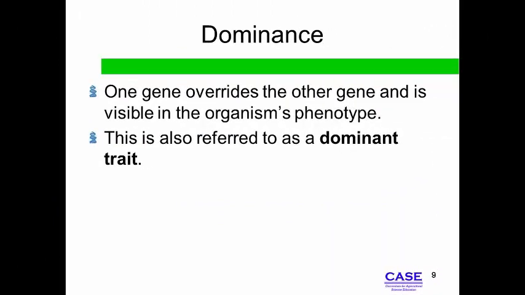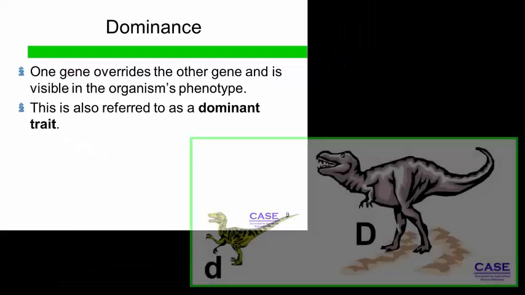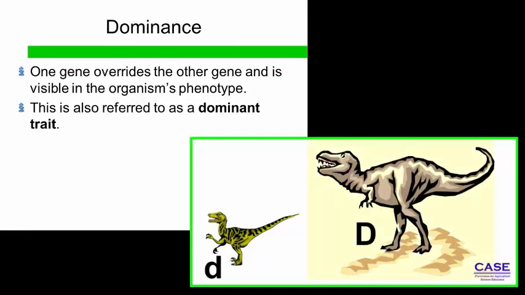When one gene overpowers another, it is said to be a dominant gene. According to Mendel's law of dominance, a dominant trait will be expressed in the phenotype of the organism, and a recessive trait will be silenced.